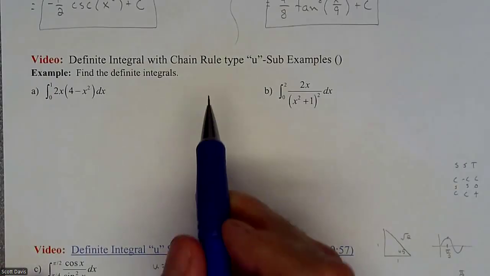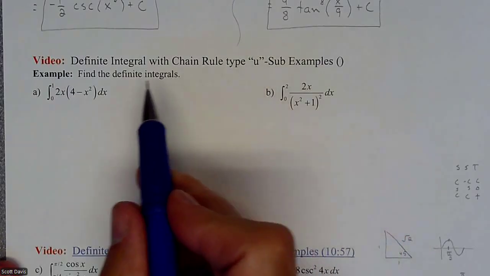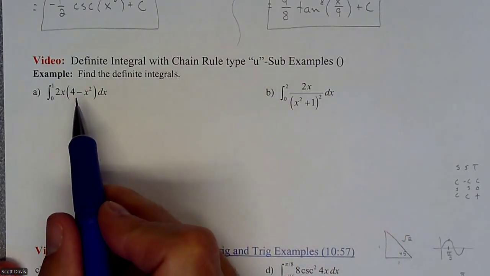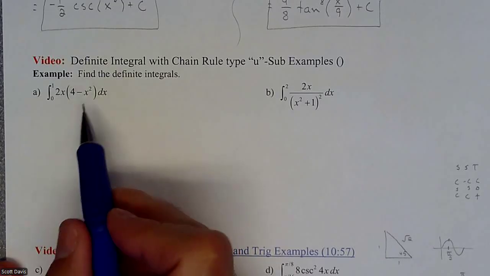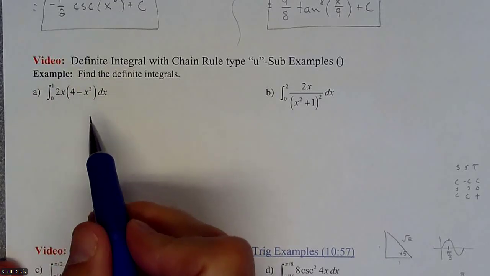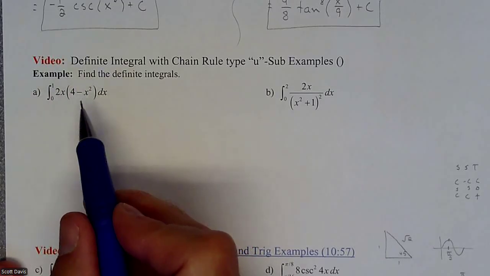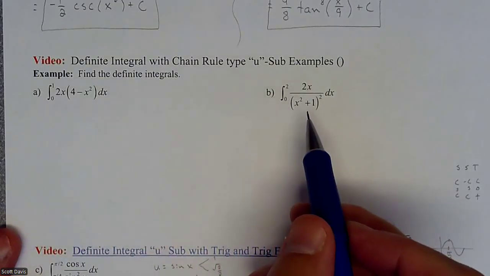These two examples, we're going to continue with our u substitution, but we're going to be doing definite integrals versus indefinite integrals. So with our definite integrals, we're going to be finding these areas under these curves, but it has very much a chain rule kind of look to it. And so we can use u substitution to undo that.